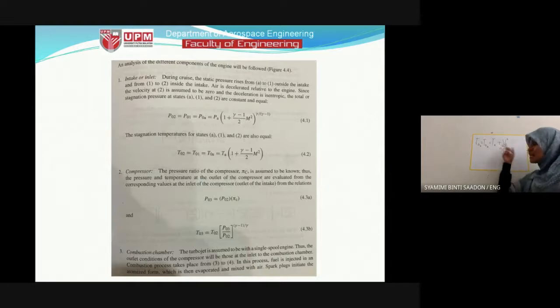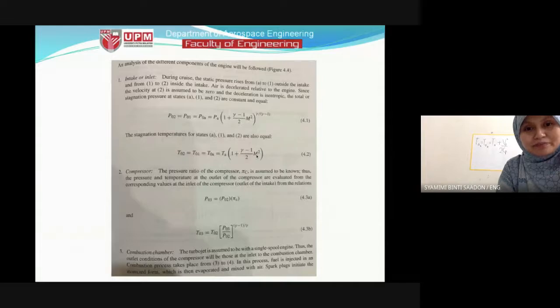If you change this definition, V, you include the Mach number, the speed of sound, then you will get this equation, the one with Mach number. So this one actually is the same as this one. It's just how you derive from here, from this definition, static plus dynamic. From here, you change the V to the Mach number, then you'll get this equation given here in the slide.